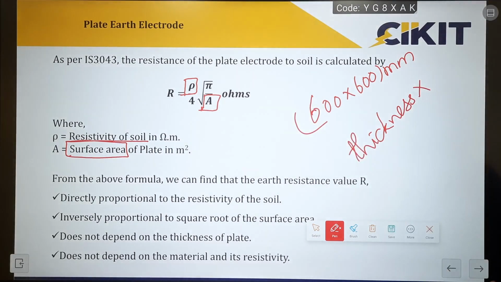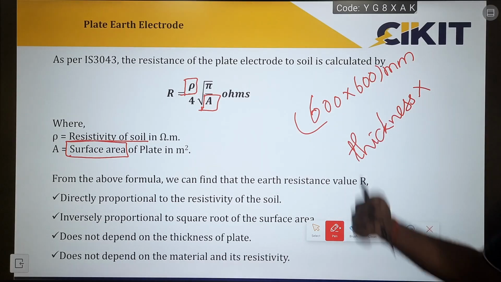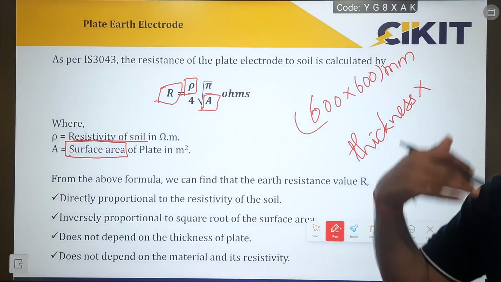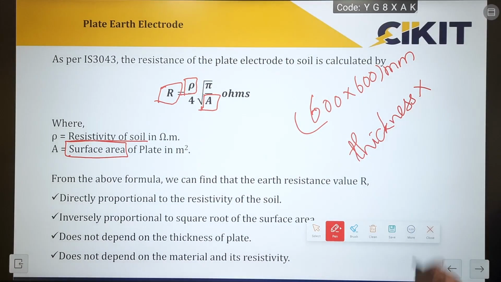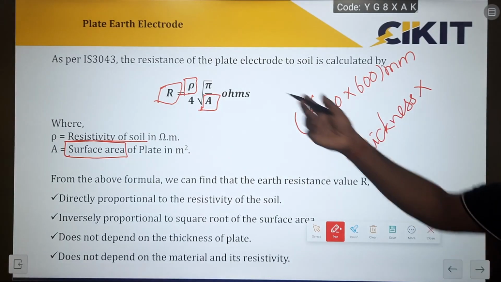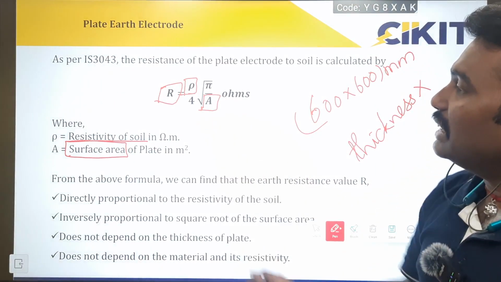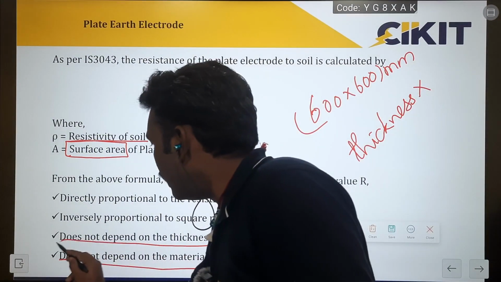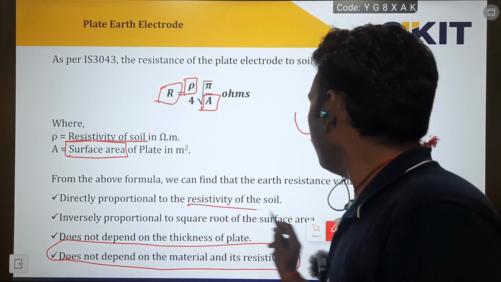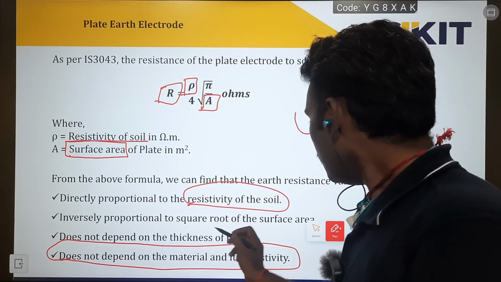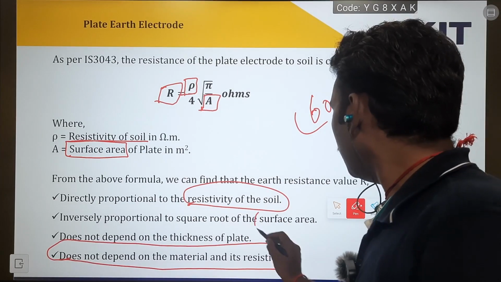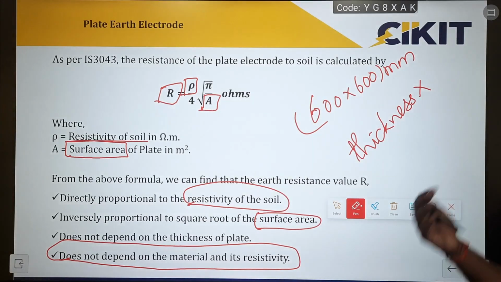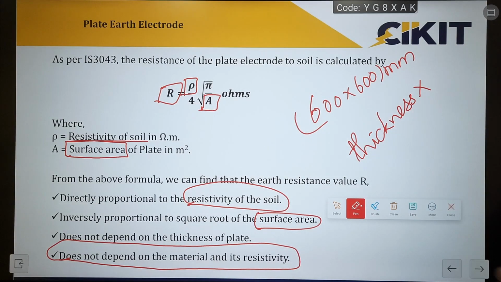So if I perform the calculation for cast iron pipe or GI pipe or copper pipe, then I will be arriving at the same resistance value irrespective of the thickness. So the thickness is provided only to compensate the corrosion effect. So in this formula, we can observe that the resistance value does not depend upon the material and its resistivity, whereas it depends only on the resistivity of the soil and the square root of the surface area. So the resistance mainly depends on the surface area and resistivity, and does not depend upon the material of the earth electrode.